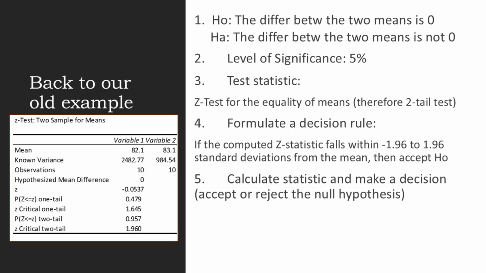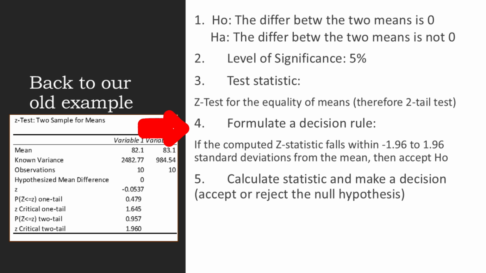Going back to our example, let's take a look at the z-test of the equality of means output. The null hypothesis is the difference between the two means is 0. The alternate hypothesis is the difference between the two means is not 0 on a two-tailed test. Let's use a level of significance of 5%. The test statistic will be the z-test for the equality of means. And we will formulate a decision rule.